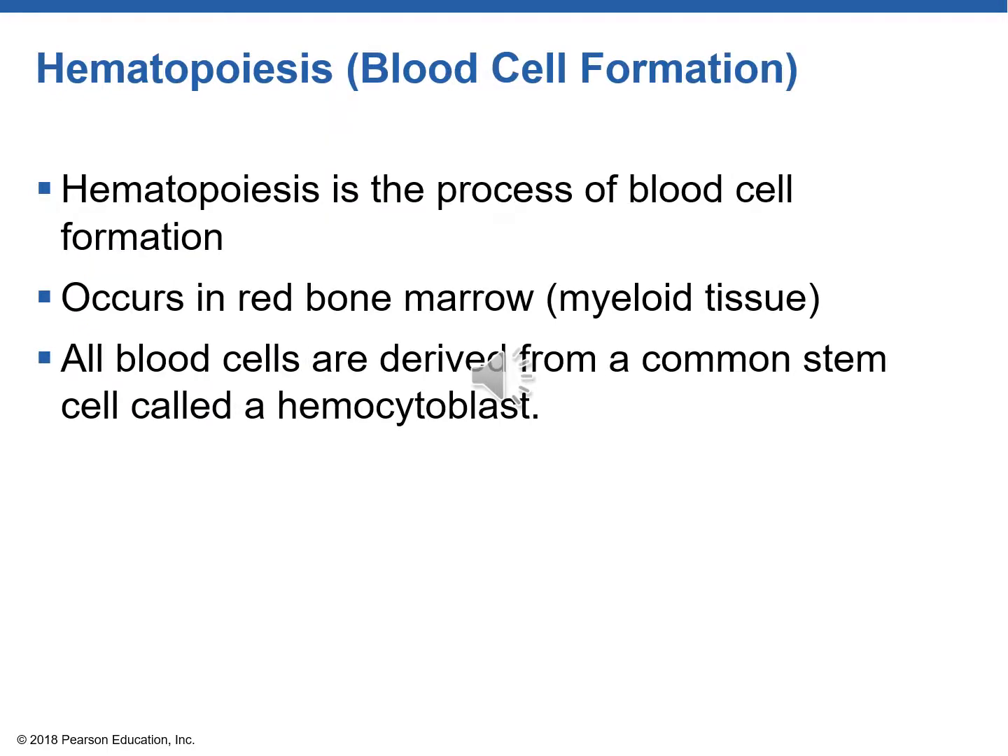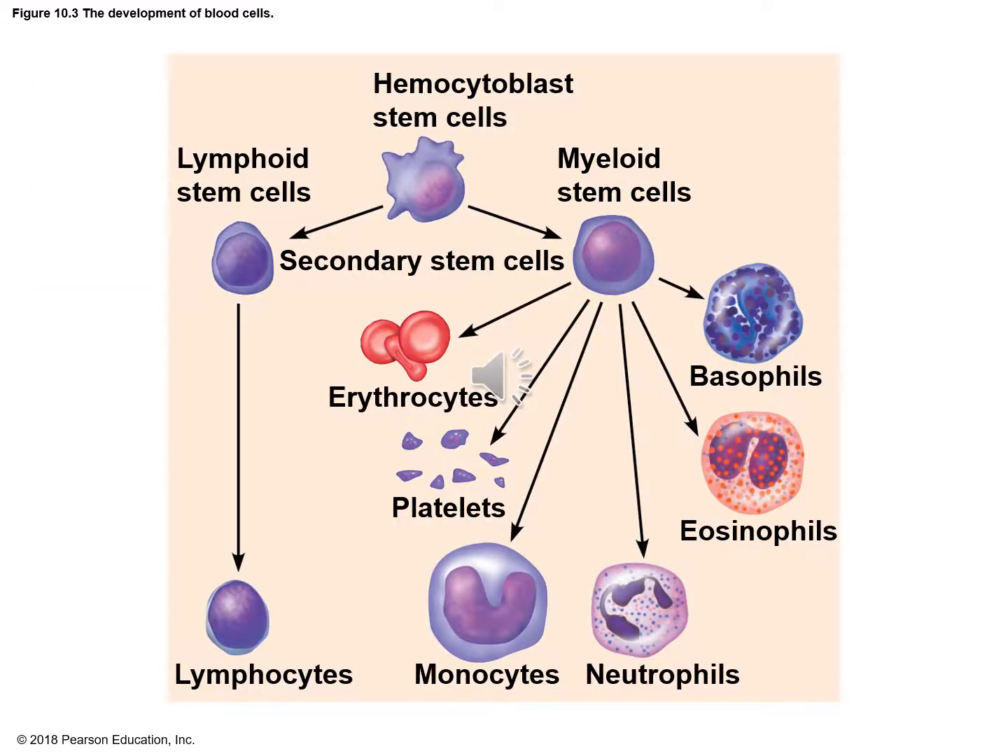A few big words here. Hemopoiesis is the process of your body producing blood cells, and these blood cells are derived from a stem cell termed hemocytoblast. We see that hemocytoblast stem cells divide into lymphoid or myeloid stem cells, which then further divide into our regular white blood cells that we've discussed and our other blood cells. So the lymphoid stem cells divide down into lymphocytes, and then the myeloid stem cells divide into all of the other cells that we've been studying.